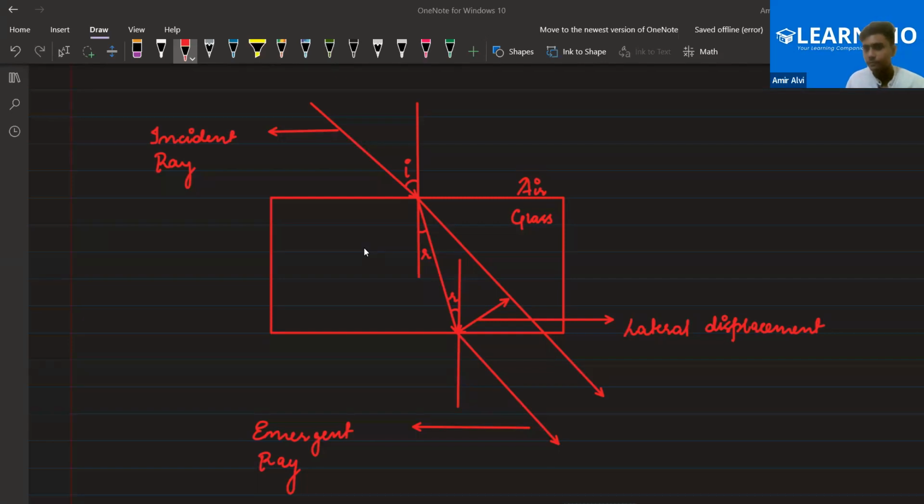Sir, can you explain lateral displacement again? Lateral displacement means the perpendicular distance between the emergent ray and the incident ray when the light ray passes through the glass slab. Clear? So this is how the image is formed.